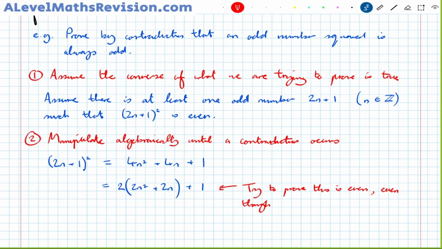Try to prove this is even though we know this to be false.